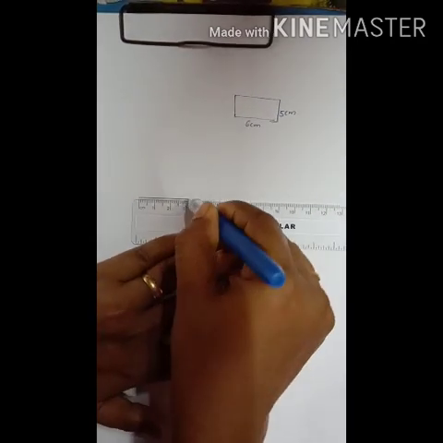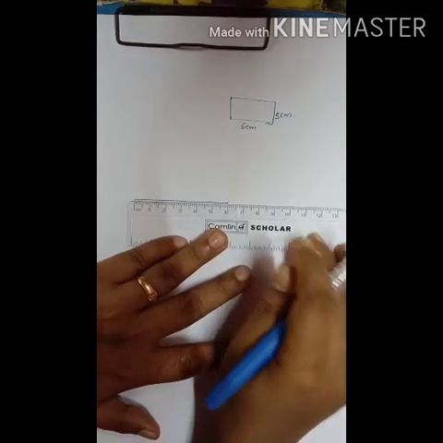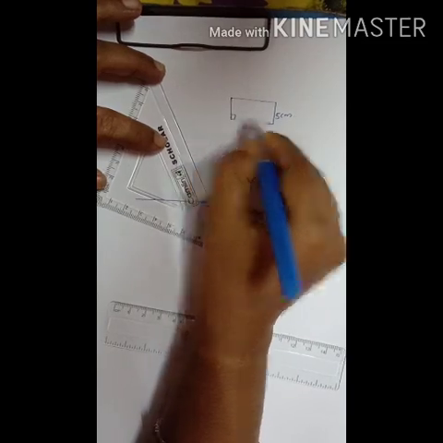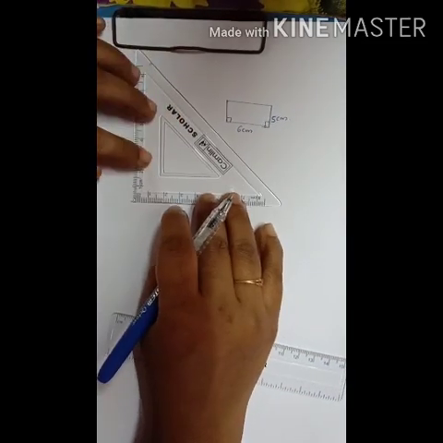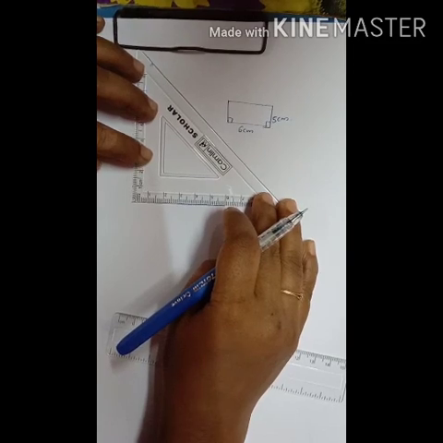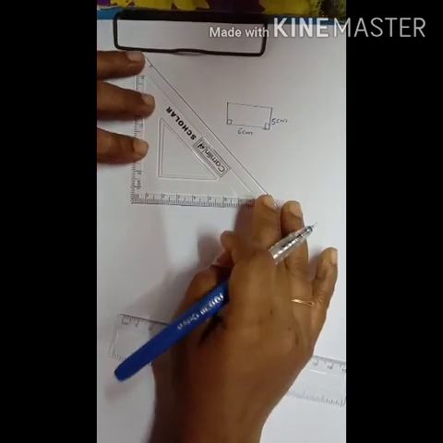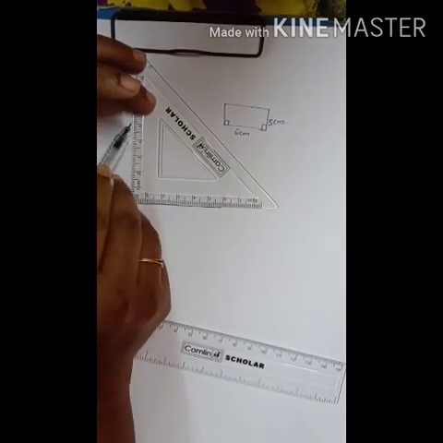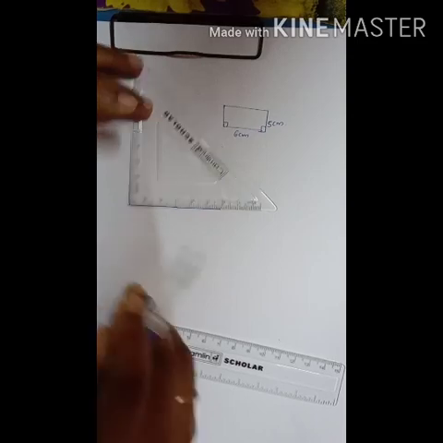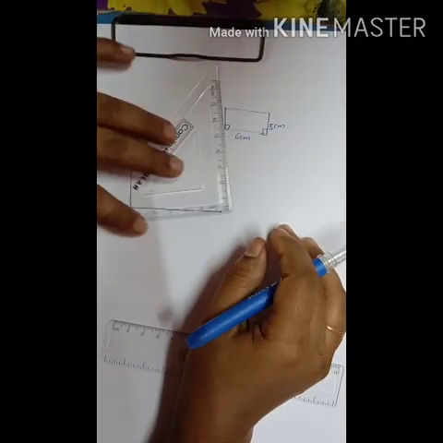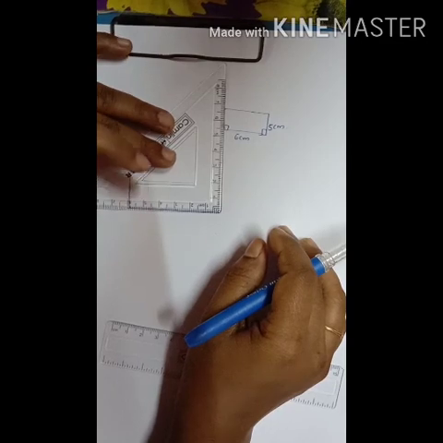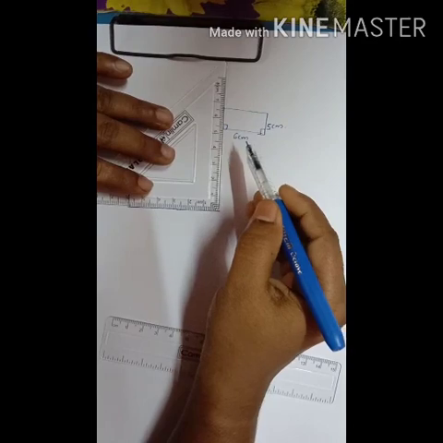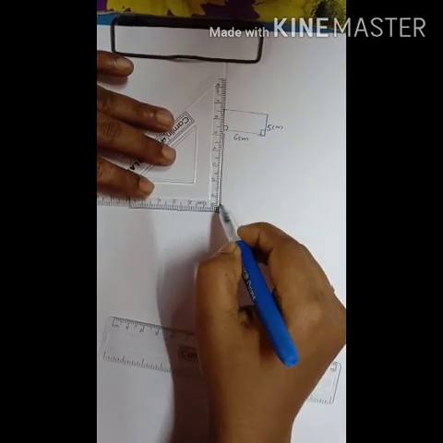Okay, this is a line having 6 centimeter. Take the set square and draw a straight up line having measurement 5 centimeter. This is a 5 centimeter line. Also draw a line at the other end of that line, that is also 5 centimeter. Just draw that line having 5 centimeter length.